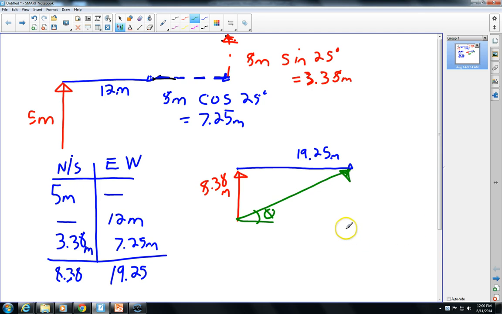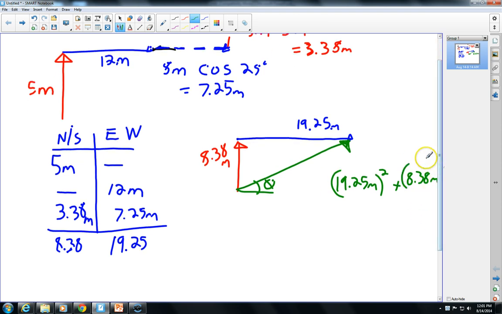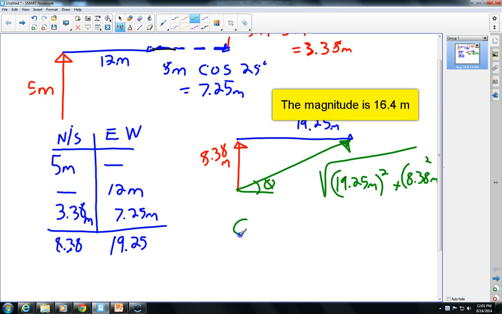Let's actually do that really quick. It's 19.25 meters squared plus 8.38 meters squared. Take the square root of that and you would get your answer. I don't have a calculator with me right now, so I can't really do it.